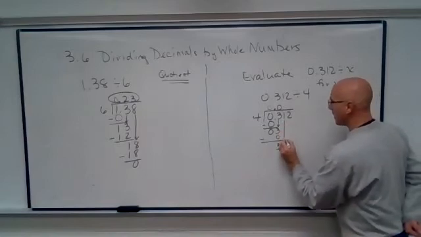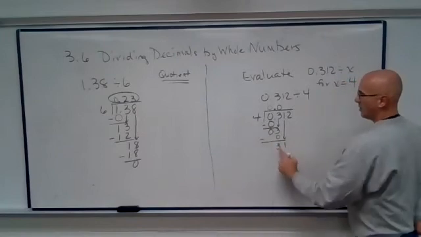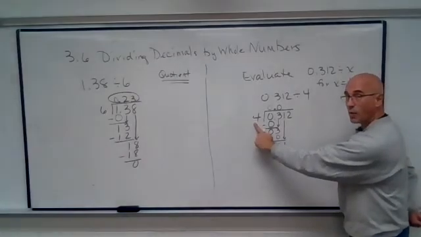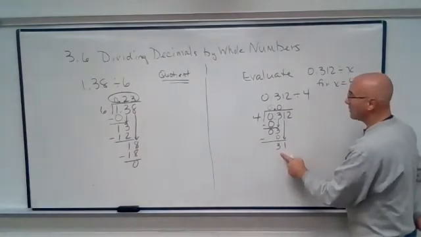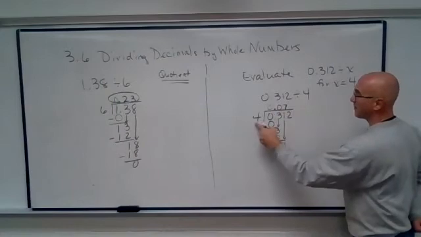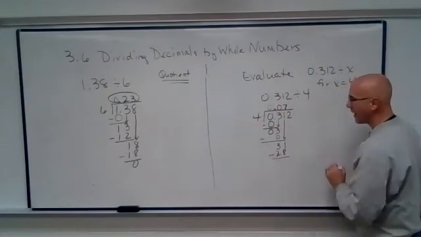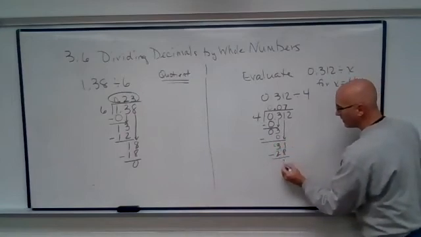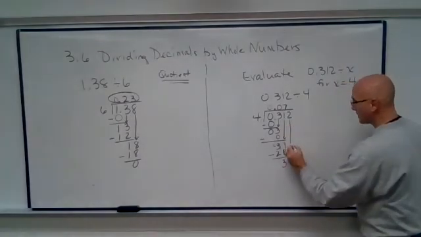Now I'm going to bring down my next place value, which is 1. How many times does 4 go into 31? In other words, what times 4 equals 31 or is close to 31? So we know here that this is 7. It can go in 7 times. 7 times 4 is 28. We will subtract. We will get 11 minus 8 is 3. Okay, good. Now we have our next digit.